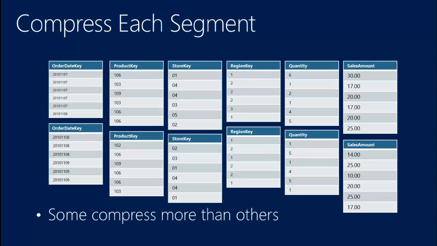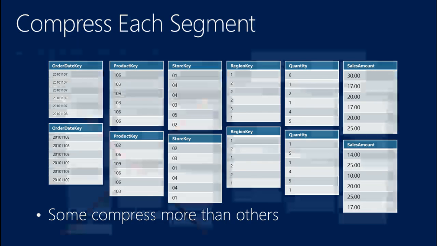To be specific, this is the exact same xVelocity technology that's in Excel for Power Pivot, in Analysis Services for tabular mode, and then we also leverage it here in SQL Server, both for non-clustered column store indexes and clustered column store indexes.